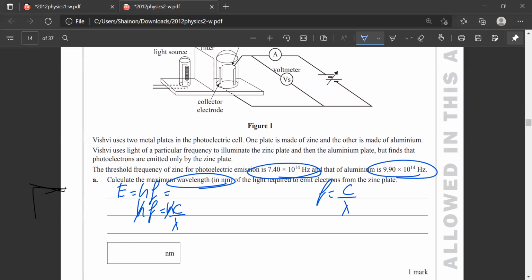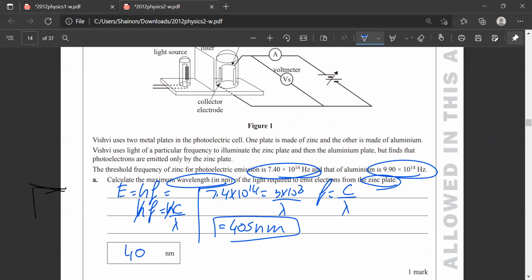Cancel this, and we're finding it in sync, 7.4 times 10 to the power 14. And if you times this value by 10 to the power 9, you should get 105 nanometers.